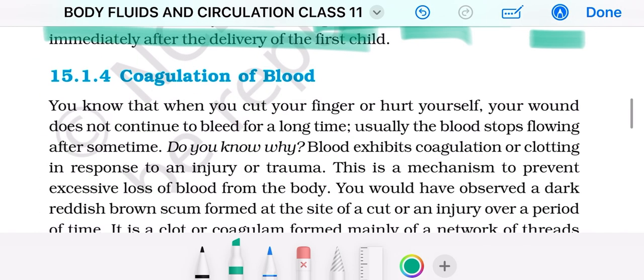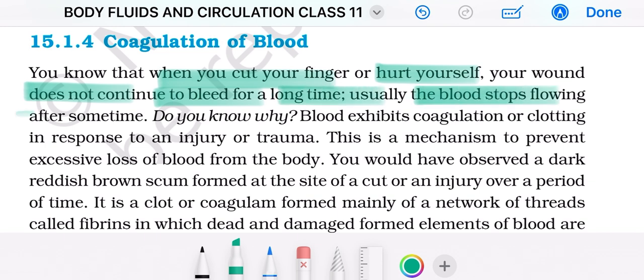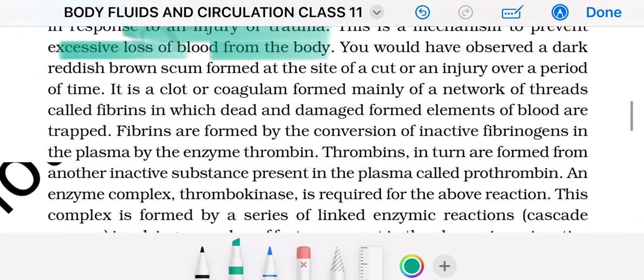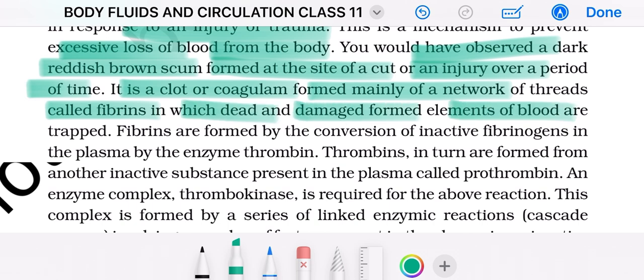Now, coagulation of blood. You know that when you cut your finger or hurt yourself, your wound does not continue to bleed for a long time. Usually, the blood stops flowing after some time. Do you know why? Blood exhibits coagulation or clotting in response to an injury or trauma. This is a mechanism to prevent excessive loss of blood from the body. You would have observed a dark reddish scum formed at the site of a cut or an injury over a period of time. It is a clot or coagulum formed mainly of a network of threads called fibrins, in which dead and damaged formed elements of blood are trapped.